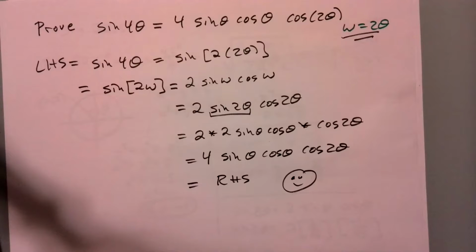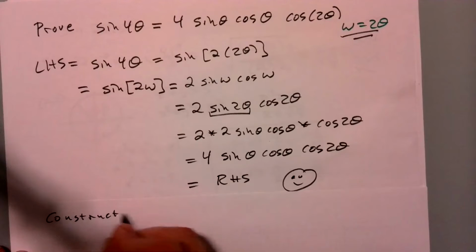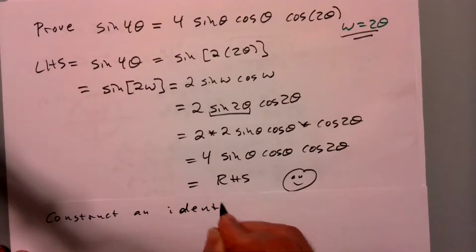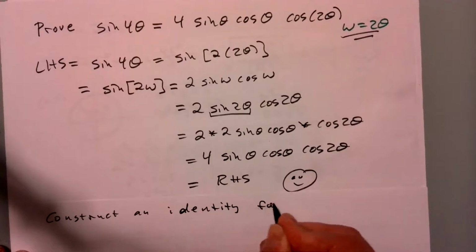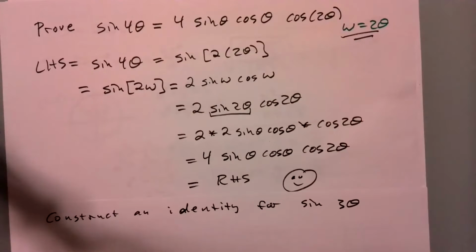And I want to generate an identity for sine 3 theta. Okay, so we have a double angle identity. I want to construct a triple angle identity. Construct an identity for sine 3 theta. So let's think about that. How am I going to do that?